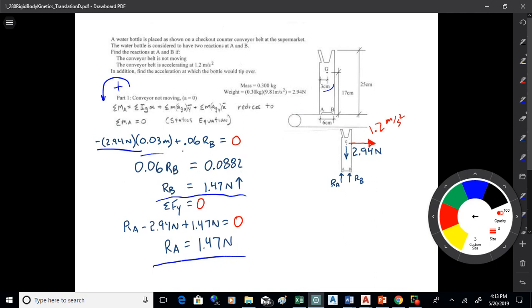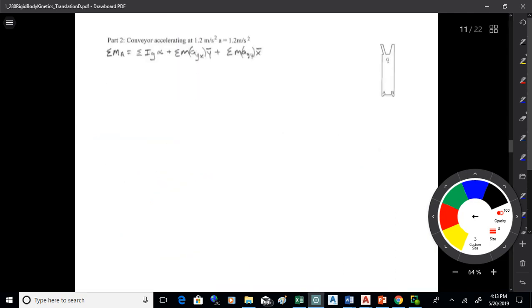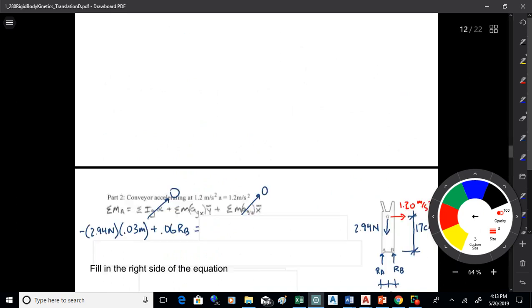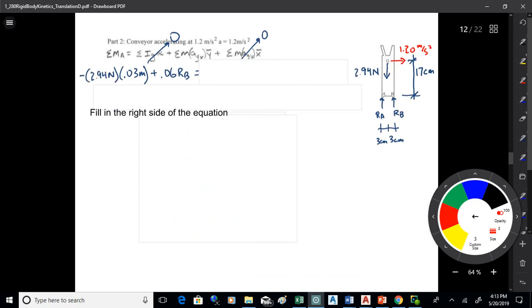So that's to the right. We're going to do the same moment process, just with that acceleration now, and see what those reactions will be. We're going to apply this equation, and now we do have acceleration. So we don't just set the sum of M equal to 0. We're going to set it equal to this stuff here. Let's see what we got with that.